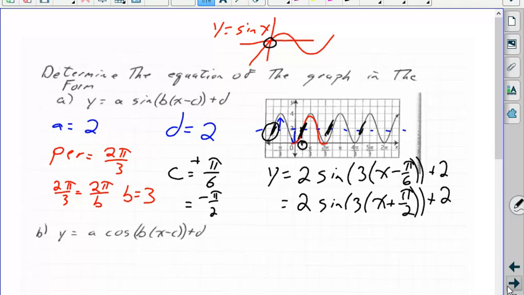And as I said, there's an infinite number of graphs, or infinite number of equations that can give me this graph. This here is the one because it has the smallest phase shift on it.